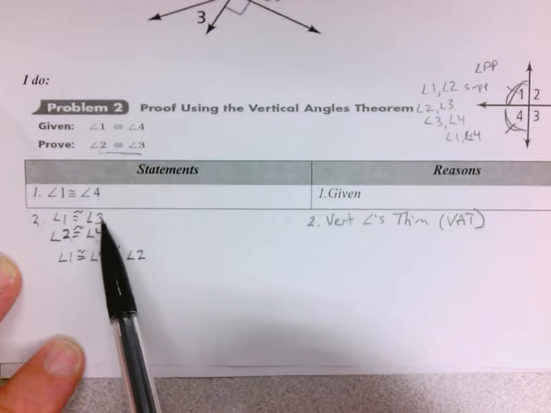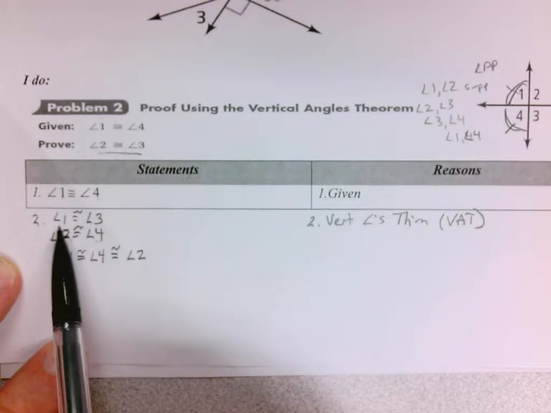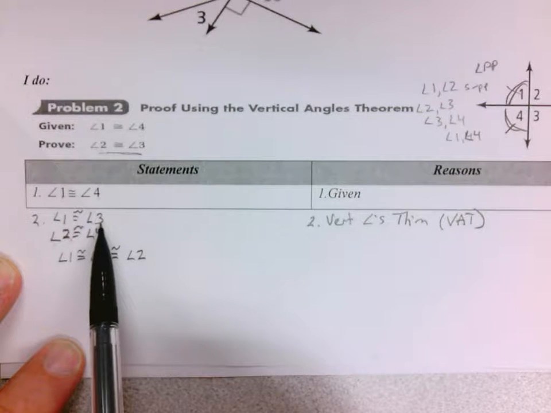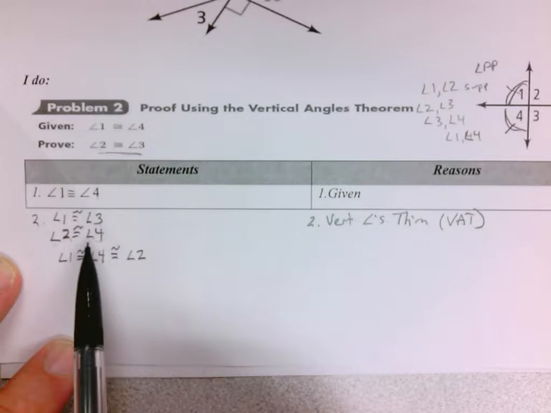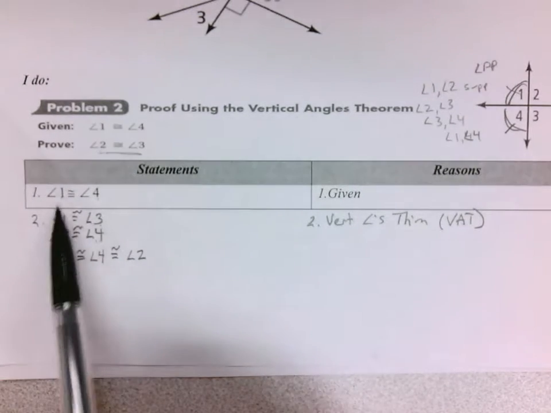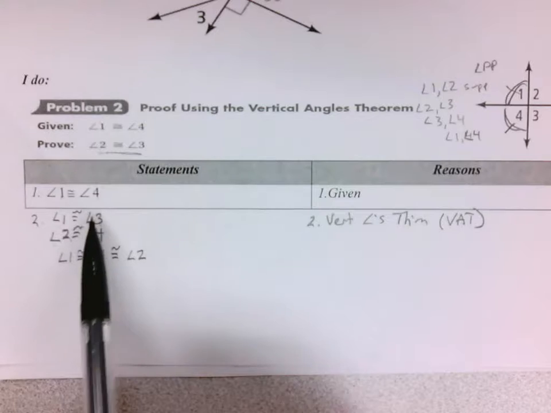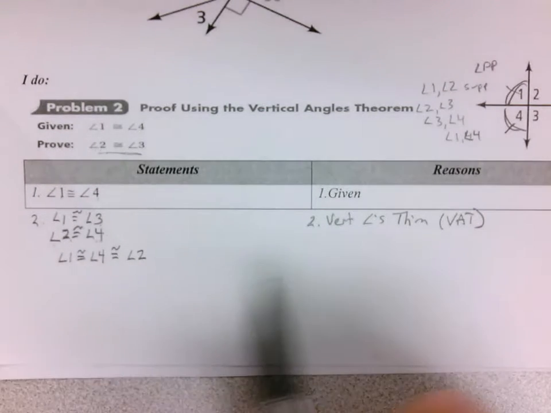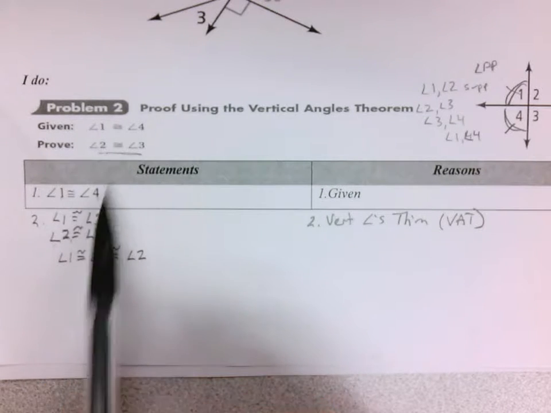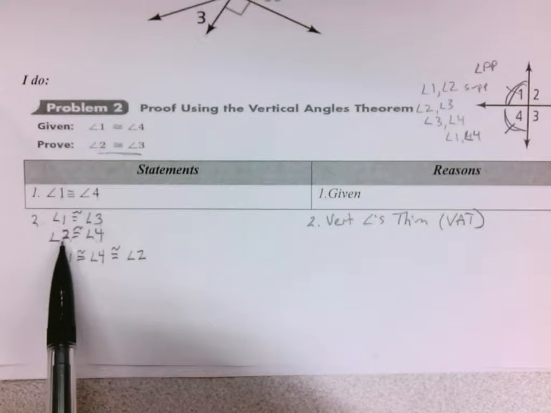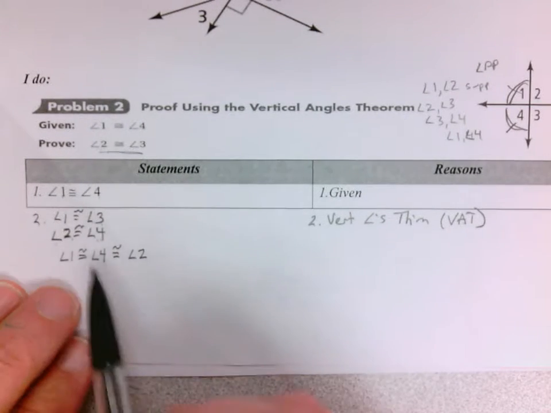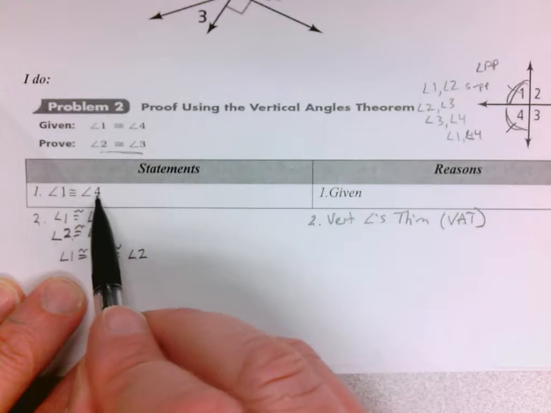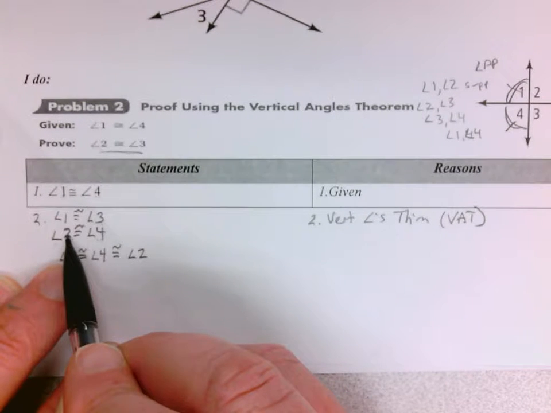Well, I also have a statement here that says angle 1 is congruent to angle 3. How could I use that? Angle 1's congruent to angle 4. There's another little trick there. Angle 3 and 4 have to be congruent. Is there any way I can make a combination to get from 2 to 3? Well, let's just keep going here. Angle 1's congruent to angle 4, which means it's congruent to angle 2.